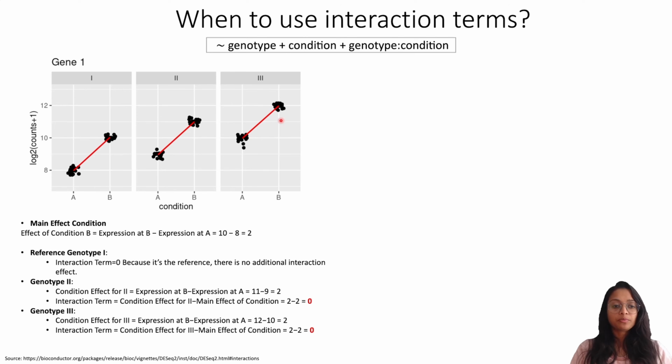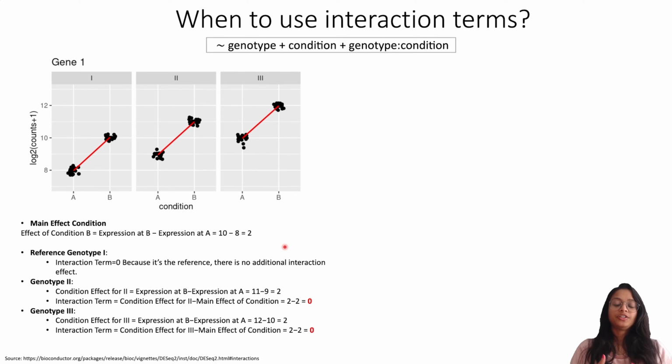Similarly, for genotype 3, the condition effect is going to be the average expression of B minus the average expression at A. Again, this is 12 minus 10, that is 2, equivalent to the overall main effect of condition, indicating that there is no interaction, and the interaction term for this is also 0.